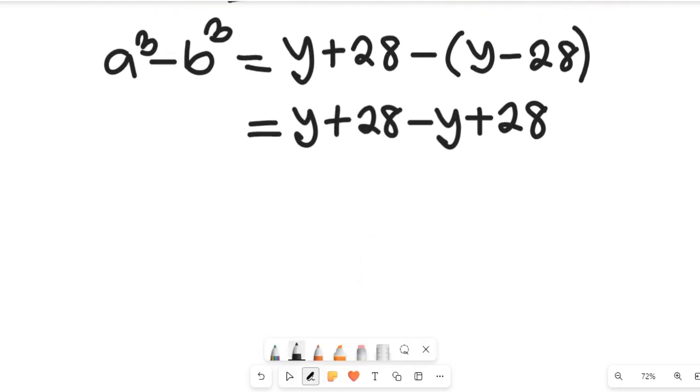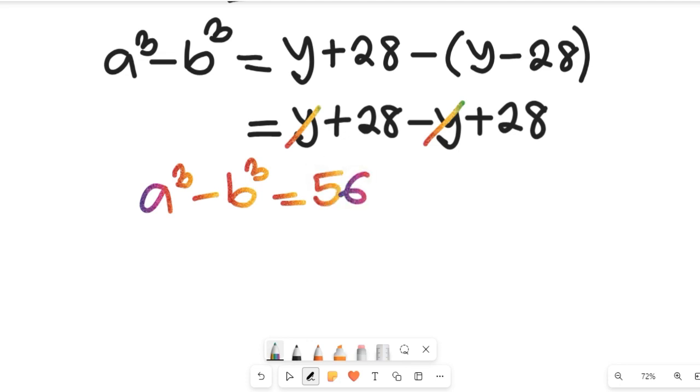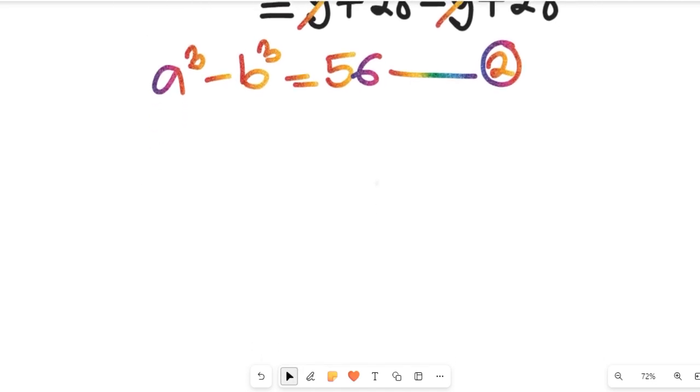That will now make my a to the power of 3 minus b to the power of 3 equal to, while this clears this because y minus y is 0, 28 plus 28 will give me 56, and I'll have this to be my equation 2. Great. Now, having done this, I want us to recall an algebraic expression.